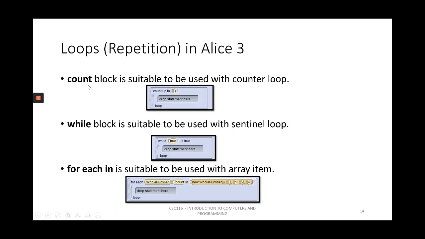The count block is suitable to use with the counter loop. If we know how many times we want to repeat, we can use the count block. The while block is suitable to use with the sentinel loop. If we don't specify how many times we need to repeat, we can use while. For each in is suitable to use with array items, so for each in is used for arrays.